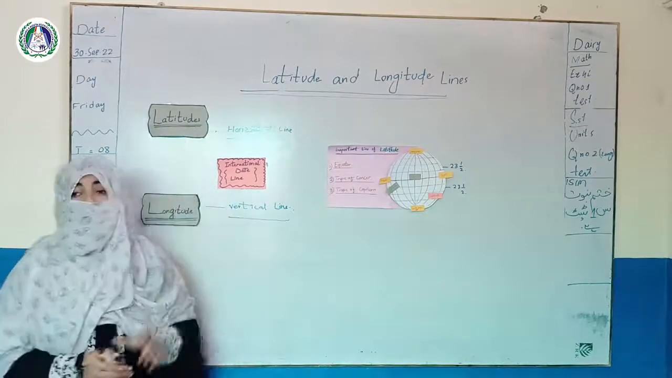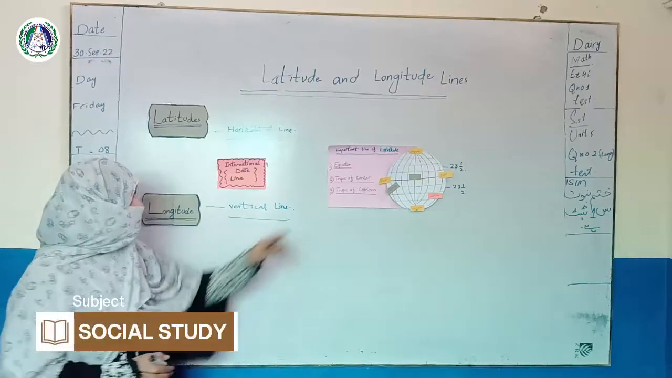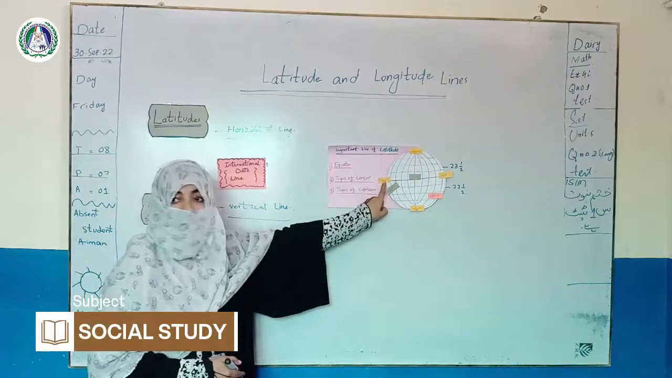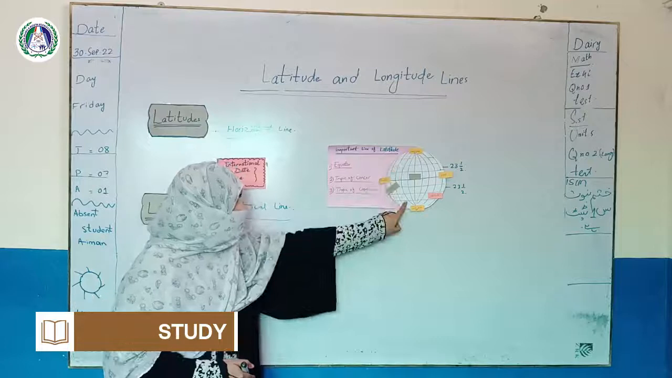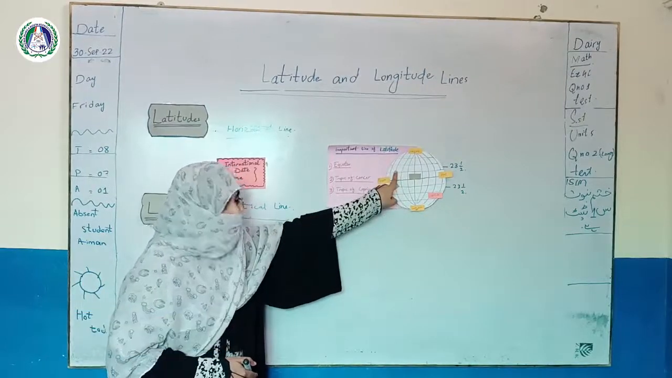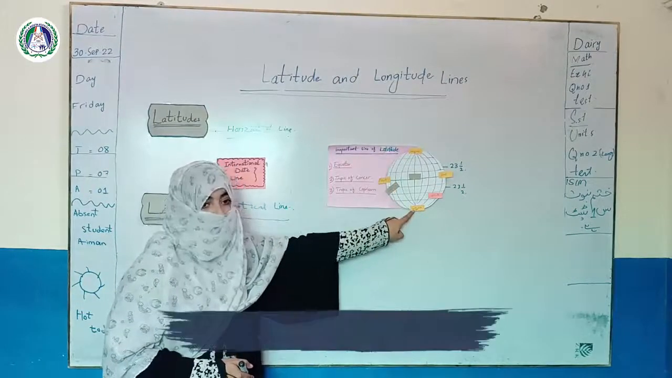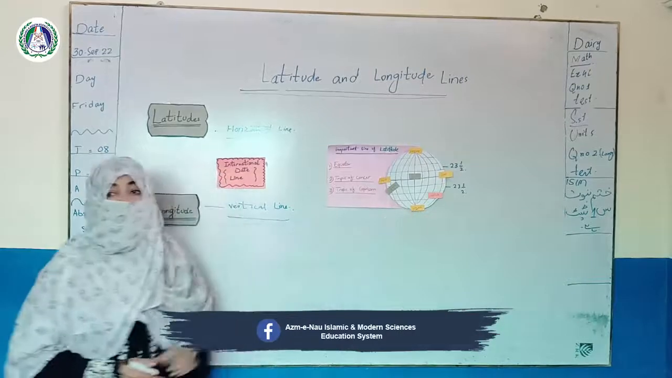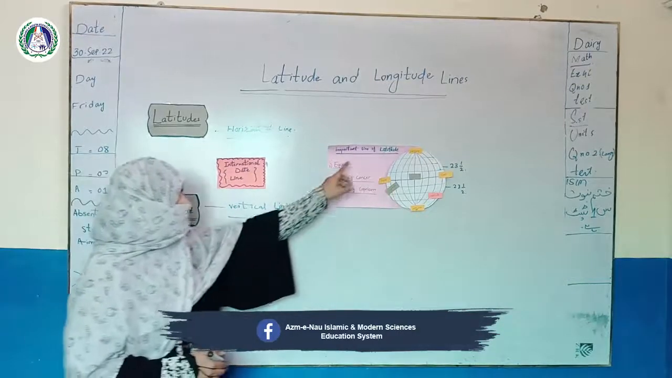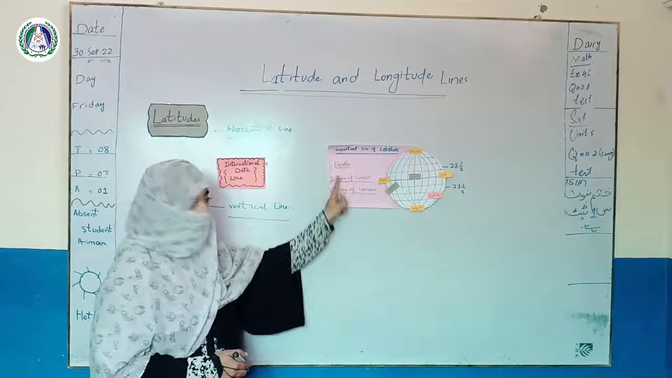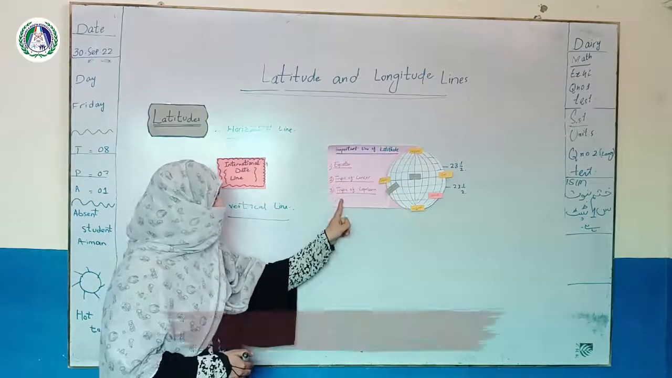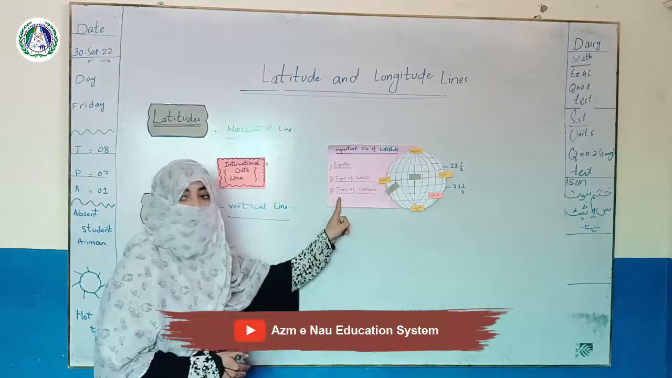What is a latitude? Latitude lines are drawn from east to west, and these lines are 180 in number, 90 in the north pole and 90 in the south pole. Latitude lines have some important lines, that is the equator, the Tropic of Cancer, and the third one is the Tropic of Capricorn.